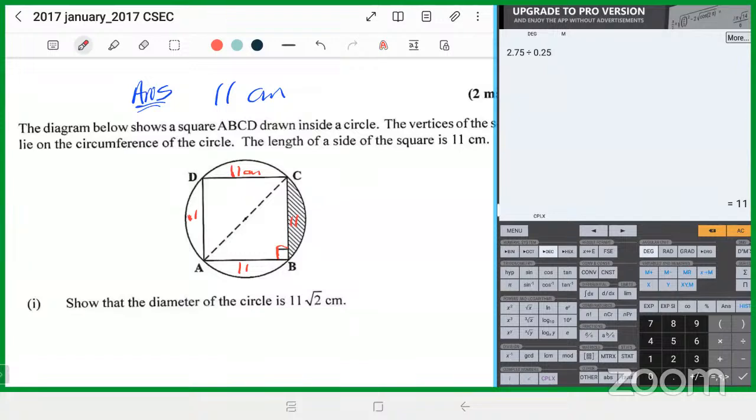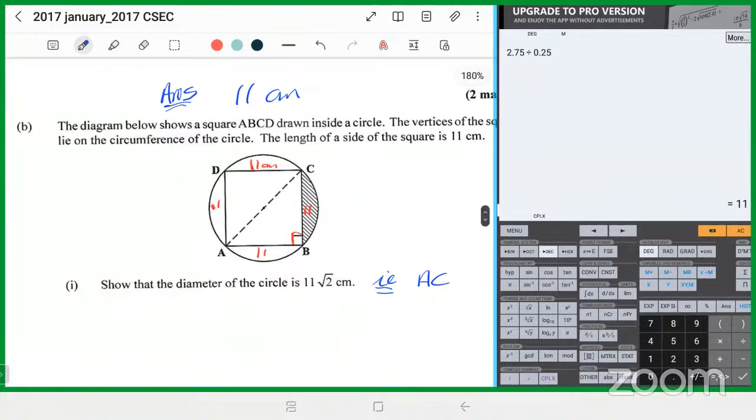So I would indicate that the diameter is AC here in this question. You calculate AC, that's what you're going to get. But you're going to work in the right angle triangle here now. It's Pythagoras theorem in the right angle triangle. Because this is a right angle triangle, you calculate AC. Pythagoras theorem you're going to use.